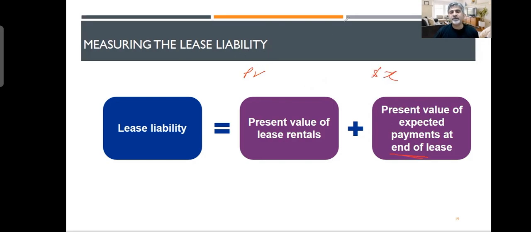Sometimes we have payments like this. Let me just correct it. For some reason, I need to pay 1 million every year, and at the end I pay 1 million plus 200K. The 200K is to bring the asset to its present condition, whatever. So this together will make my lease liability. It could be a provision or something. So this is your lease liability.